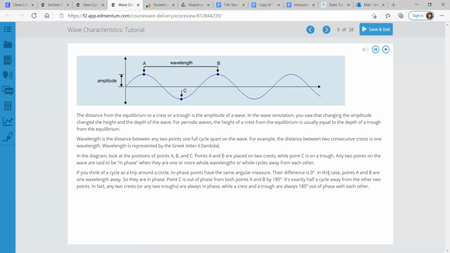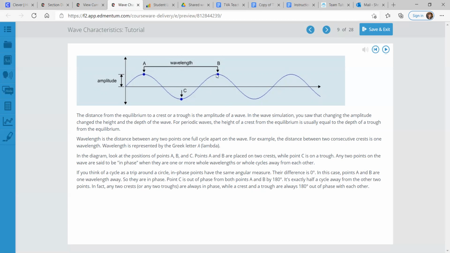So what does that mean? If we look at point A and B, they're 1 wavelength away, so they are in phase. Point C is out of phase from both of these points by 180 degrees. It's exactly half a circle away from the other 2 points. In fact, any 2 crests or any 2 troughs are always in phase, while a crest and a trough are always 180 degrees out of phase.